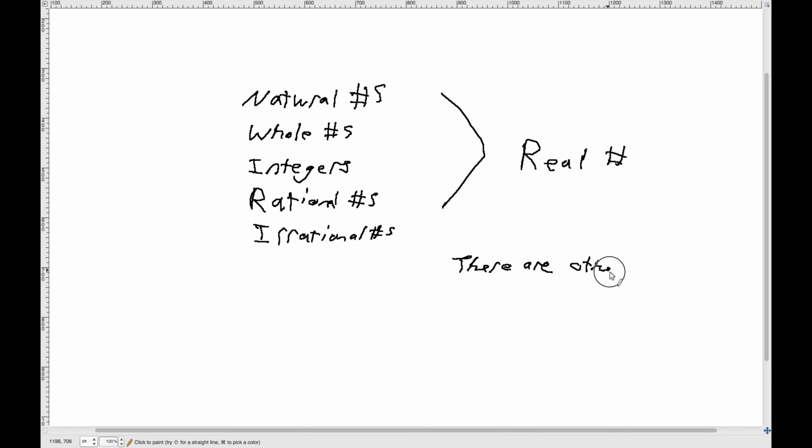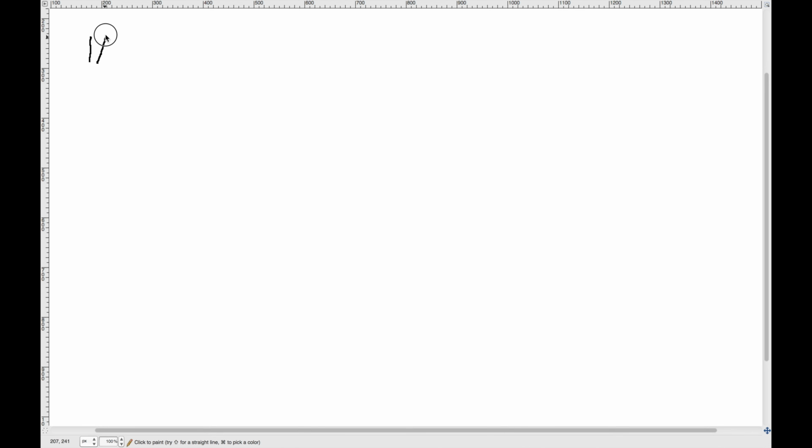However, there are other numbers that are not real. They're also called imaginary numbers, but we won't have to go into that right now. That will be later on, further down the road of algebra. How about we do a couple more examples?